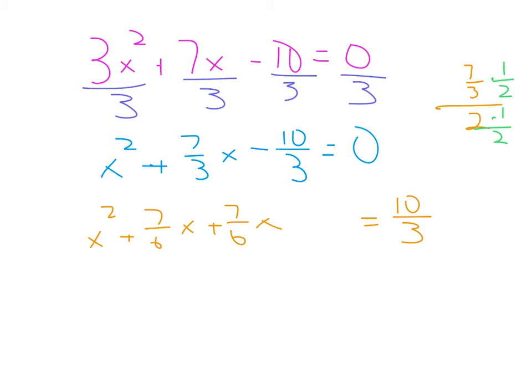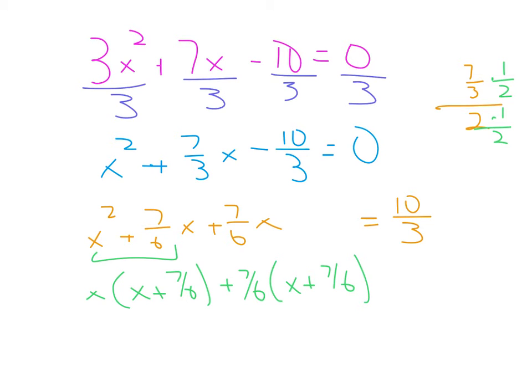Now, let's do that factoring. Take the x out of the first two, and I'm left with x plus 7/6. And then I need x plus 7/6, so I better have a 7/6 here. So up here, I'm going to do 7/6 times 7/6. So 7/6 times 7/6, you just go straight across. 7 times 7 is 49. 6 times 6 is 36. So that's 10/3 plus 49/36.